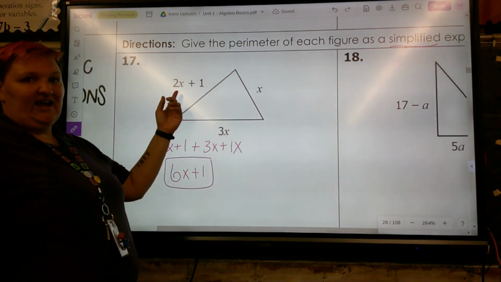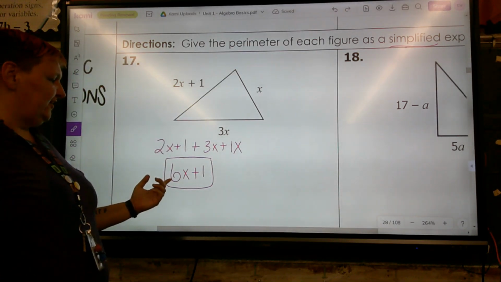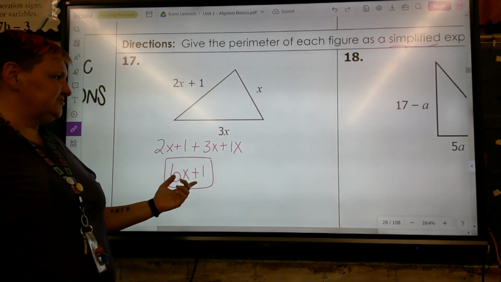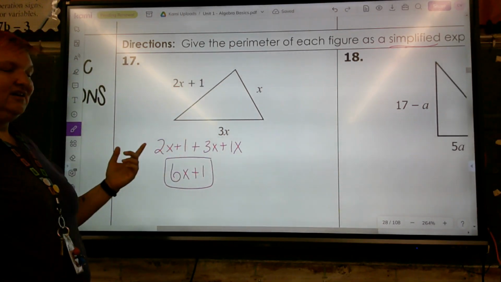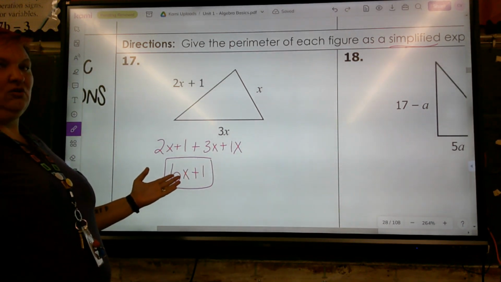So once you know what x is, you could figure, like if x is 2, that would be 6 times 2 is 12 plus 1 is 13. The perimeter would be 13. Because we don't know what x is, that's as far as we can go.